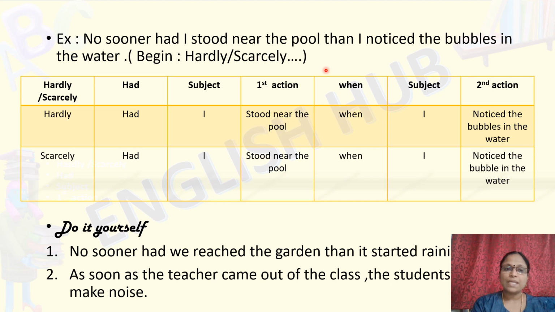The same rule is applicable for scarcely as well. Scarcely had I stood near the pool when I noticed the bubbles in the water. See, the same rule is applied here. First hardly or scarcely, then the helping verb had, then the subject, here it is I. And what's the first action? Stood near the pool. Instead of than, if we are writing a sentence which begins with hardly or scarcely, when is to be used, and the subject here is I. The second action is noticed the bubbles in the water.